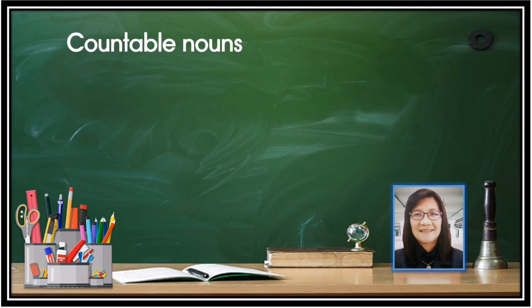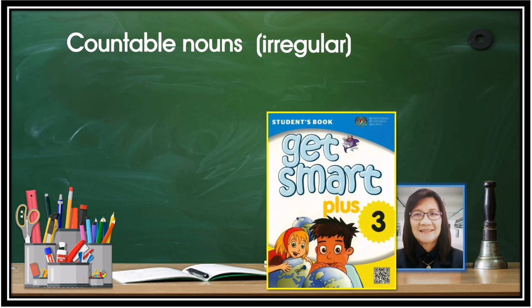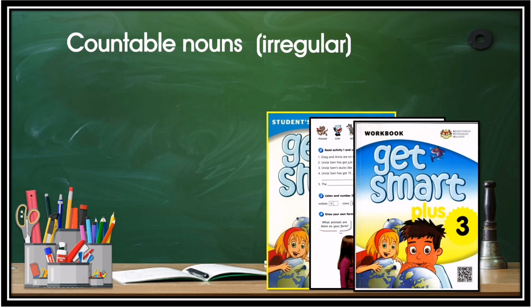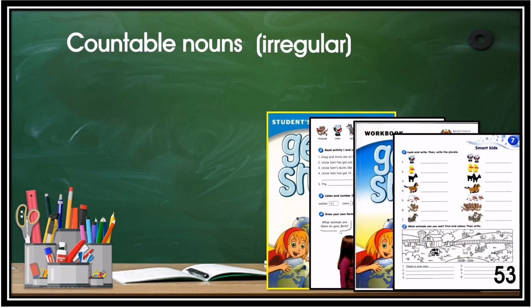Today, we are going to learn the second part of countable nouns, that is, irregular nouns. Combined with last week's lesson, regular nouns, you can find this lesson in Get Smart Plus 3 Students Book on page 67 and Workbook on page 53. Generally, this lesson is very useful for all English language learners, especially Year 4, Year 5, and Year 6 pupils who are in the process of learning the language.